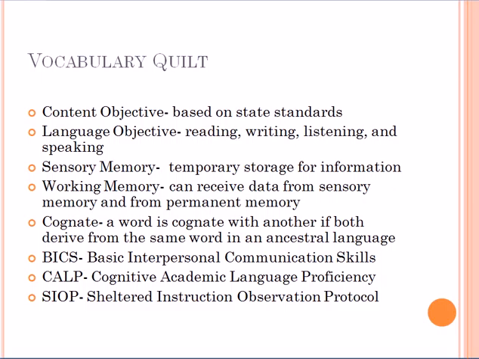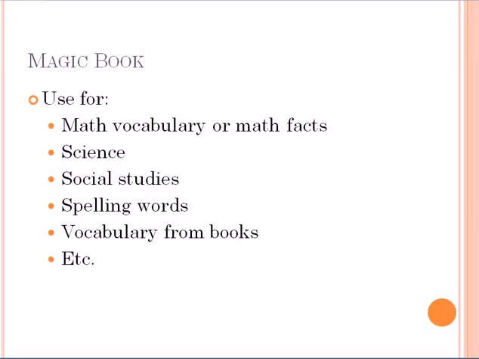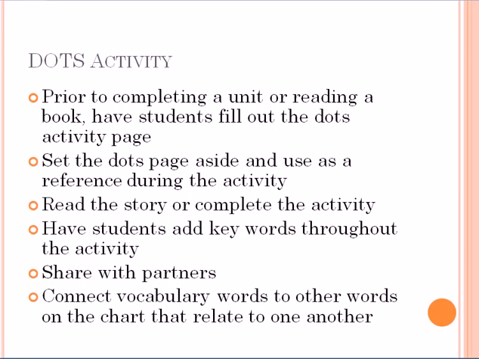And there's the breakdown of those, so you could check for yourself. The Magic Book we just talked about, but uses for that Magic Book or graphic organizers are for vocabulary, math facts, science, social studies, spelling words, vocabulary from books, etc. There's also a DOTS activity that you can go through. There's more of a write-up in your PSYOP strategy book, our resource handout, so please look at that.